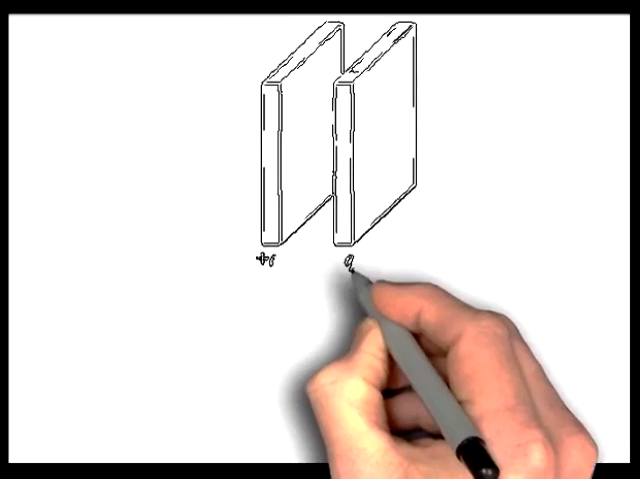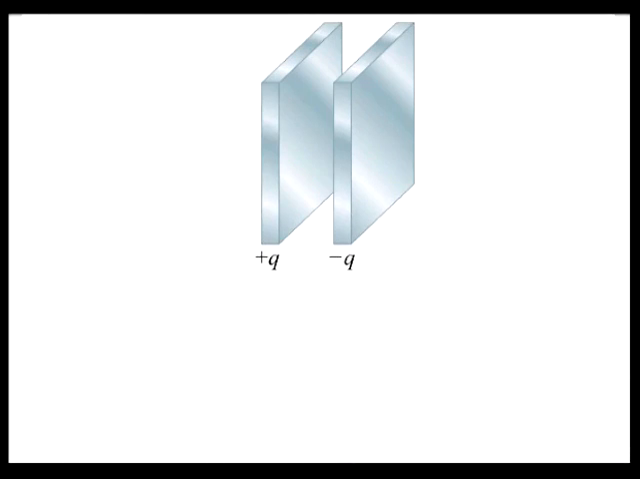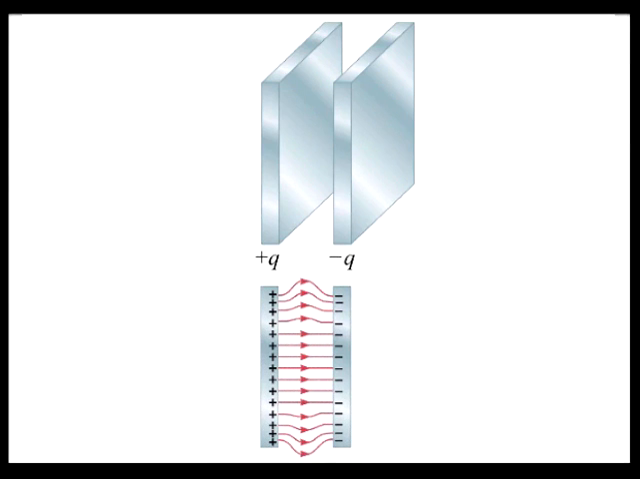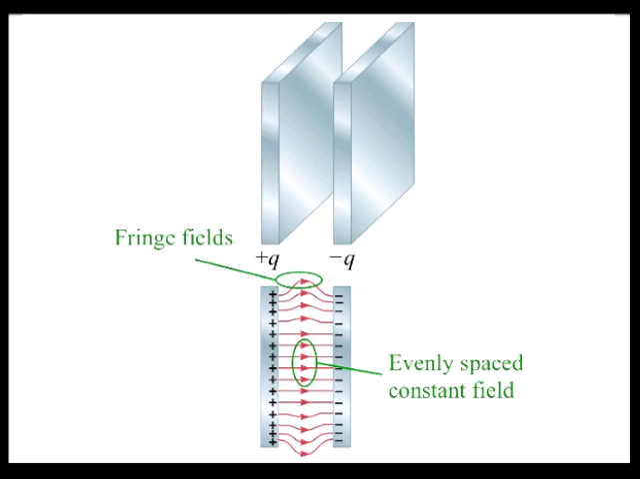For example, the field lines between the plates of a parallel plate capacitor are parallel and equally spaced, except near the edges where they bulge outward. The equally spaced parallel lines indicate that the electric field has the same magnitude and direction at all points in the central region of the capacitor. Those curved field lines that bulge out of the edges are called fringe fields.